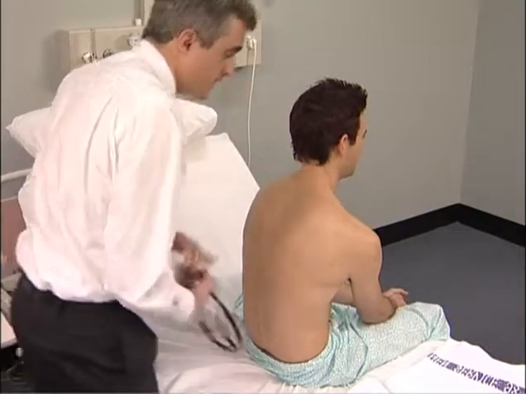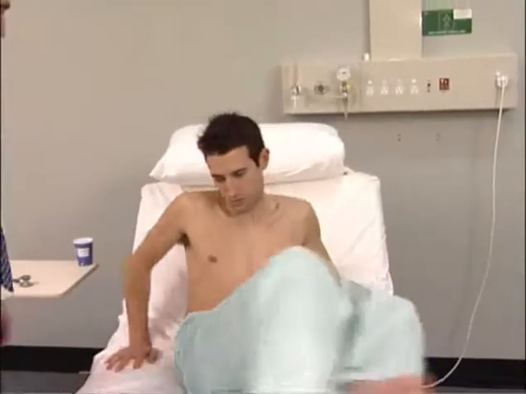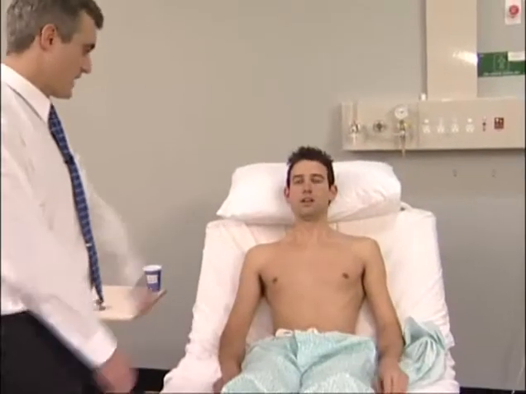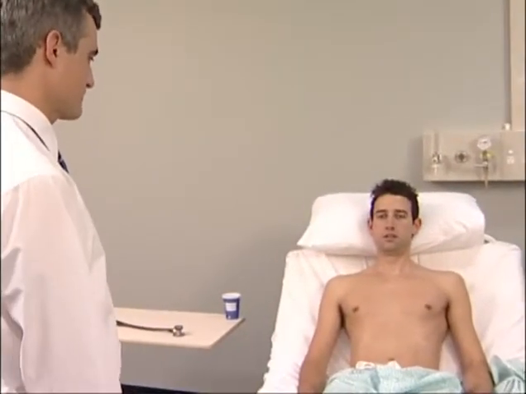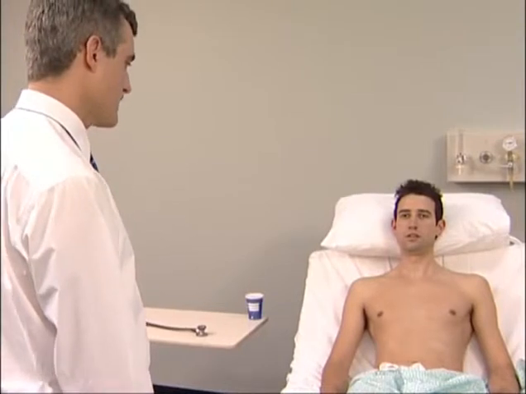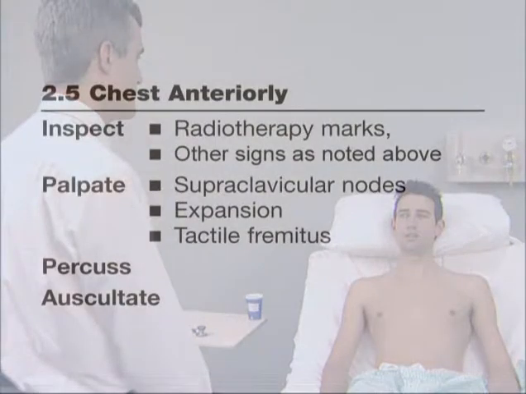Thank you. Now get the patient back in bed. The examiner moves around to the front of the chest and stands back to make a general inspection for scars and for the small tattoos used as markers for radiotherapy fields. The skin may appear erythematous if the area has received a course of radiotherapy.